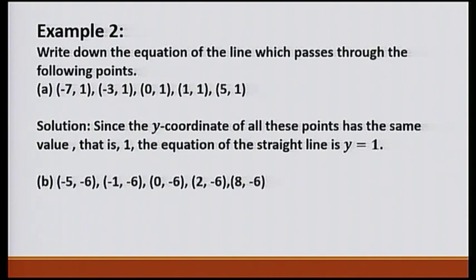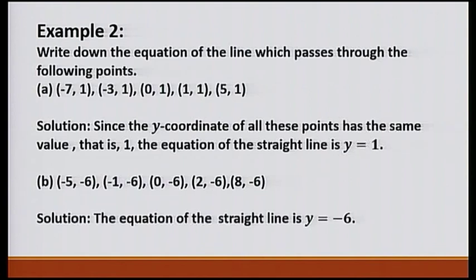Part B. -5, -6, -1, -6, 0, -6, 2, -6, 8, -6. The y-coordinate of these points has the same value, that is -6. Therefore, the equation of the straight line is y is equal to -6.